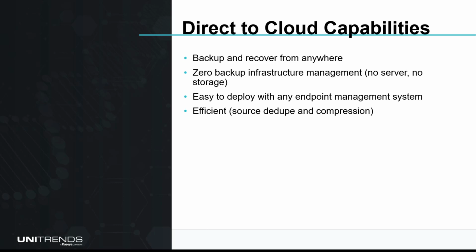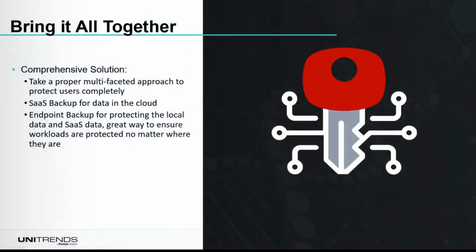So let's tie all three of these solutions together. Unitrends is trying to provide a comprehensive solution where we can take the proper multifaceted approach to protect the entire infrastructure and users completely. That can range from a server in your data center to an email in OneDrive to files that are sitting in a downloads folder on a laptop. Making sure you have all the data wherever it is, however important it is, backed up is vital to today's business continuity and disaster recovery strategy.